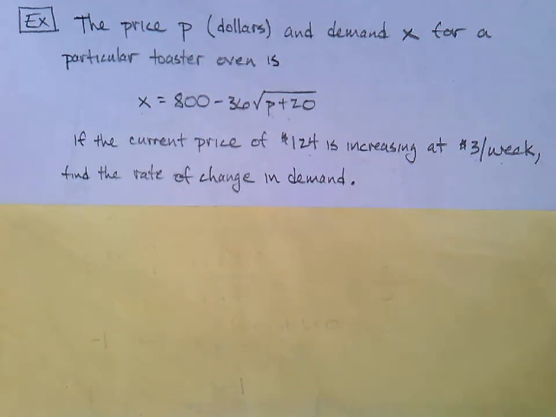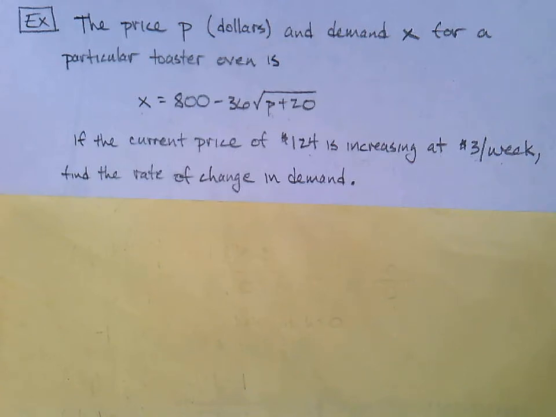Our final example here in 3.6, this is an economics example. It says the price P in dollars and demand X for a particular toaster oven is given by this: X equals 800 minus 36 times the square root of P plus 20. So the idea is the demand is how many of these things are going to sell in some given amount of time. And of course, P represents the price they set this particular toaster oven at. So, they change the price, that's going to change how many they sell in a given amount of time.